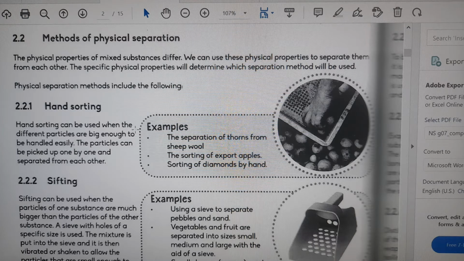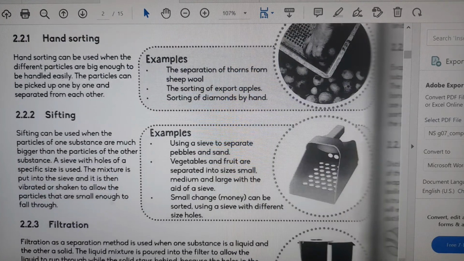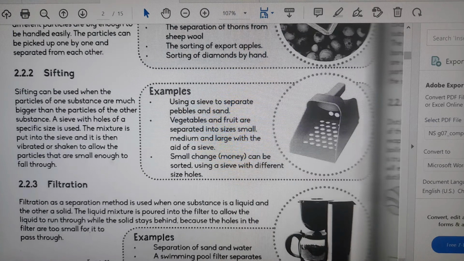Hand sorting can be used when the different particles are big enough to be handled easily. So if you've got big particles, the particles can be picked up one by one and separated from each other. Examples are separation of thorns from the sheep wool, sorting of export apples and sorting of diamonds by hand. If the particles are big, you can use hand sorting.